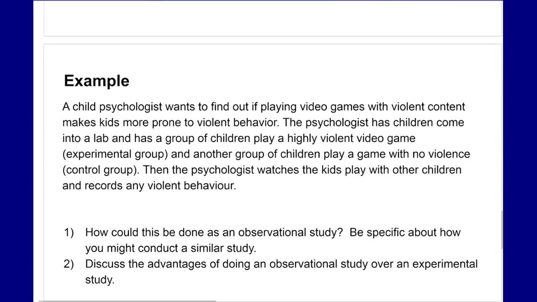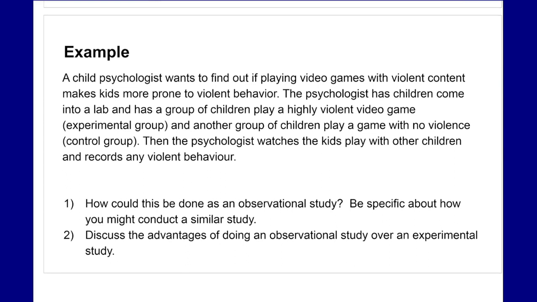So, lastly, the last thing we're going to look at is just a quick example. A child psychologist wants to find out if playing video games with violent content makes kids more prone to violent behavior. The psychologist has children come into a lab and has a group of children play a highly violent video game. Right? They're going to be the experimental group. And another group of children play a game with no violence. They're the control group. Then the psychologist watches the children play with other children and records any violent behavior.